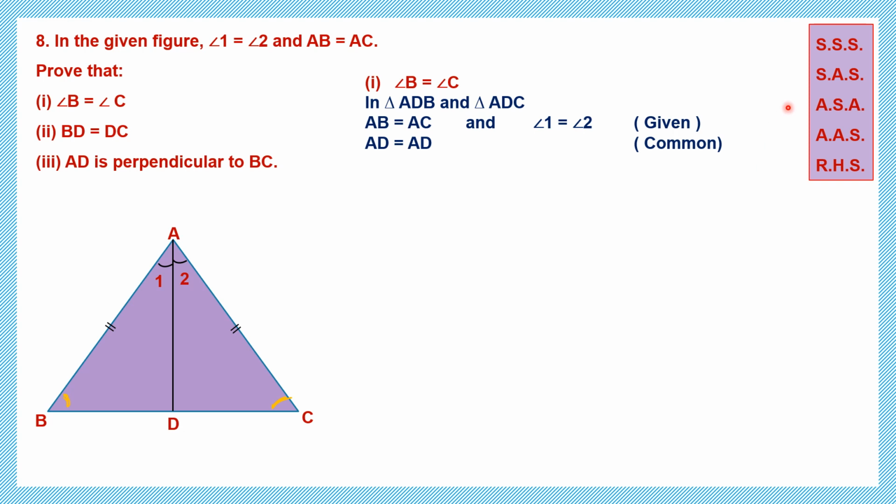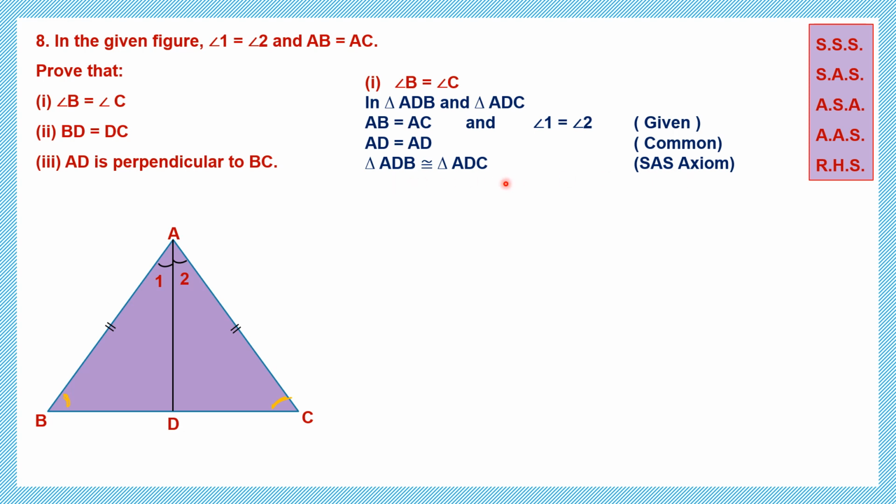Two sides and an angle means this one, isn't it? Side, angle, side. So with that we can say that these two triangles are congruent. So triangle ADB is congruent to triangle ADC because of this axiom, side, angle, side.